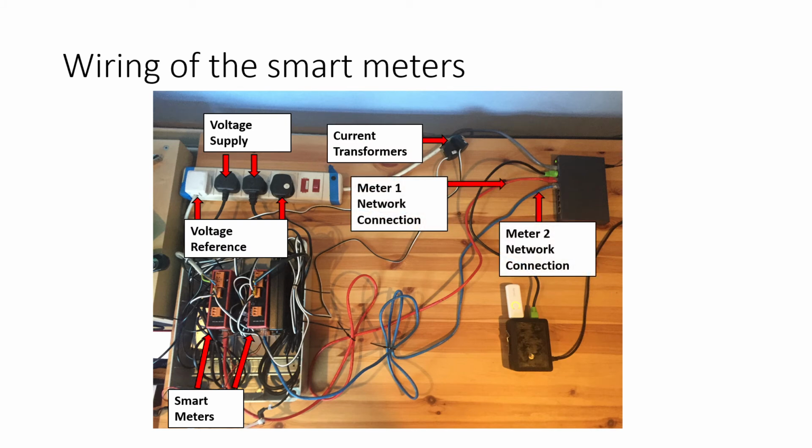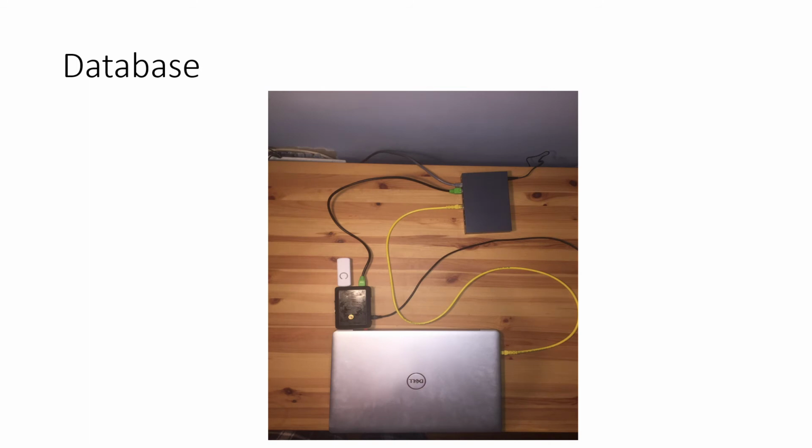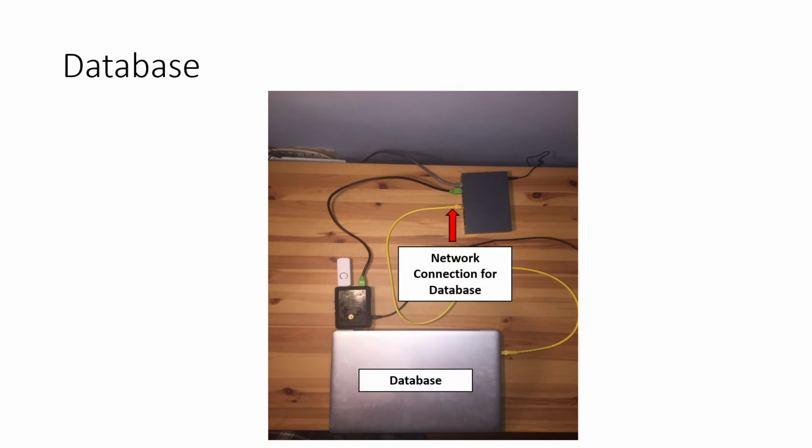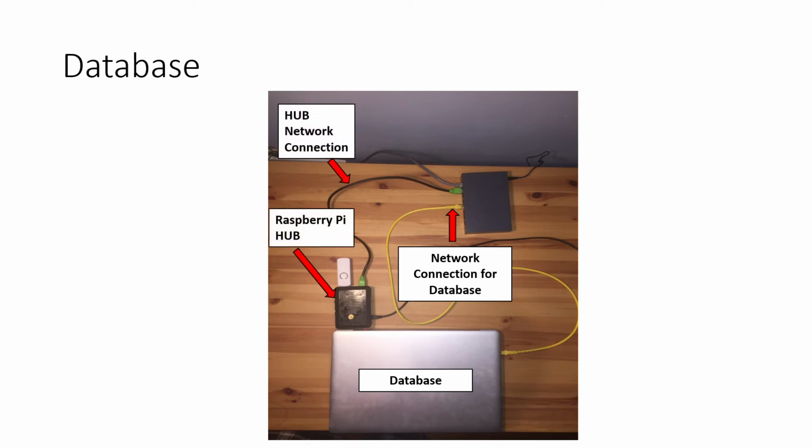Each meter was then connected to a network switch, which enabled communication to the hub. MySQL was installed on a laptop. The laptop was then connected to this network switch, which the Raspberry Pi was connected to enable communication.